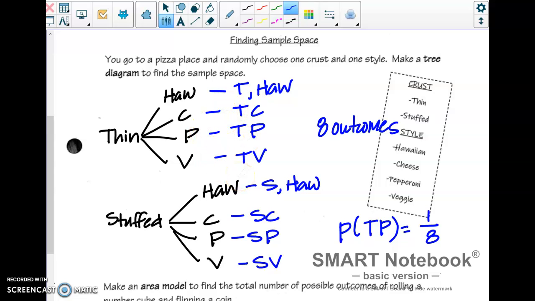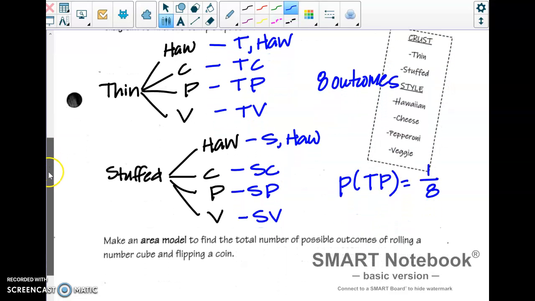So tree diagrams are great because you can keep adding branches to show all the different possibilities. Problem is, sometimes they get a little bit messy depending on how big they are. But that is one way to find the sample space of a compound event. Let's look at the other way.